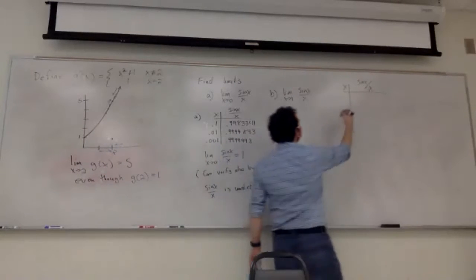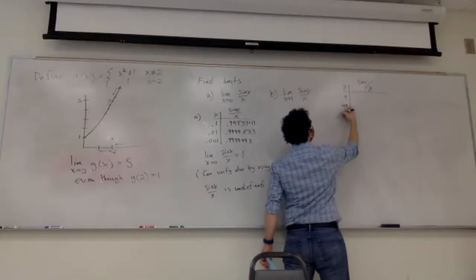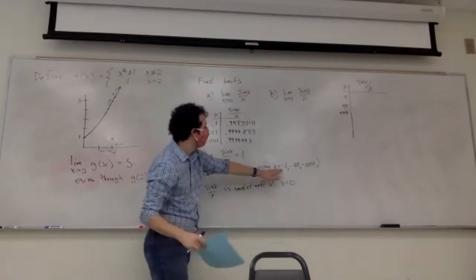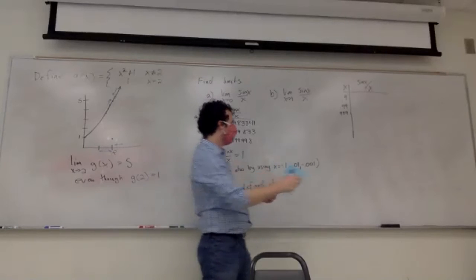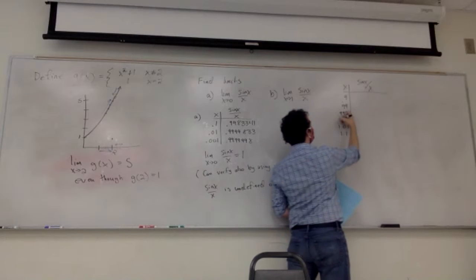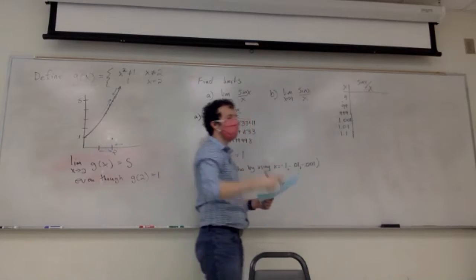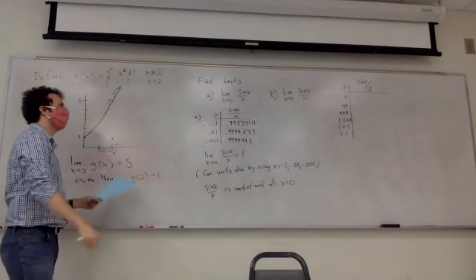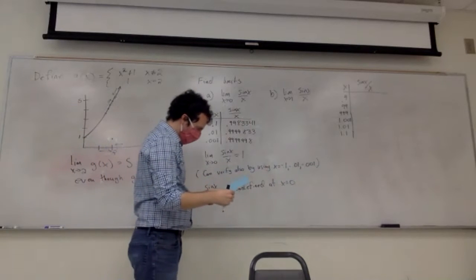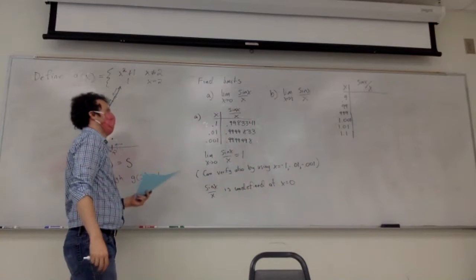So x is getting closer to 1, things like 0.9, 0.99, 0.999. And in this case, I actually will write out the other side. So we could also say things like 1.1, 1.01, 1.001. These are numbers getting closer and closer to 1, but they're getting smaller, rather than the 0.9s, which keep getting a little bit bigger and closer to 1.